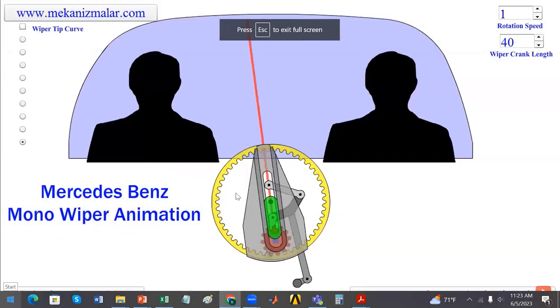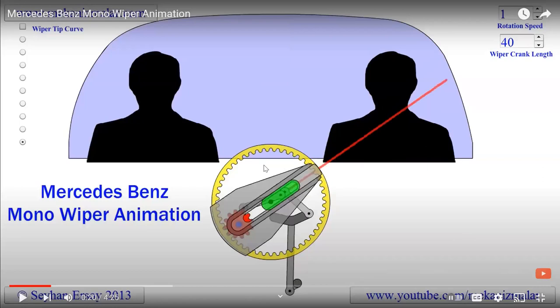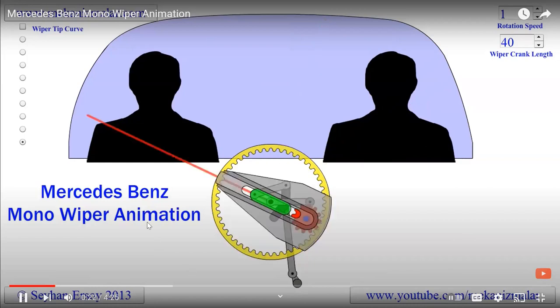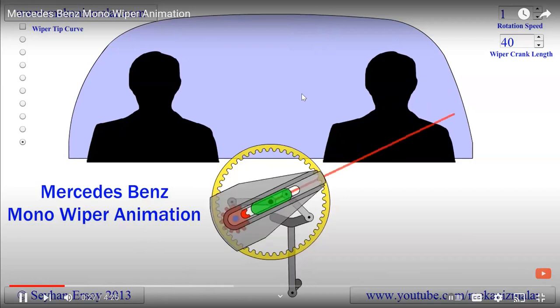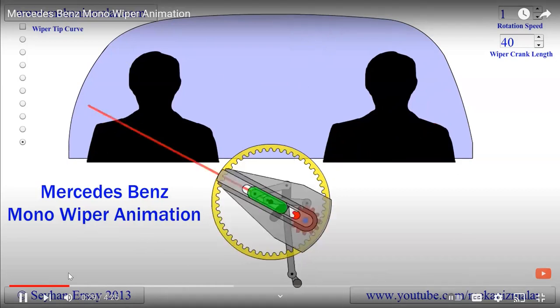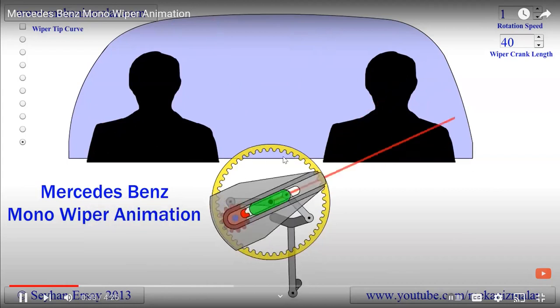Now, I hope you can see here that with this mechanism, as the blade gets here, it is pushed out, and as it gets here, pushed back in. Out, in, just like that. You see? It goes out, goes in, goes out, goes in. And this is a mechanism with some complication.